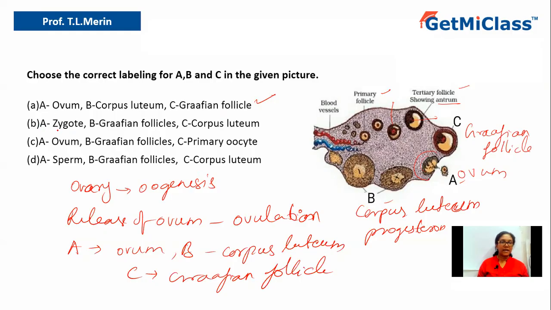Option B says A is zygote, which is totally wrong because the ovum has not undergone fertilization. Hence, here itself you can rule it out. Option C says A is ovum, which is correct, but B is Graafian follicle, which is wrong because B here is nothing but the corpus luteum. Hence, it is ruled out. Option D says A is sperm. This is totally wrong because sperm is not produced in the ovaries. They are produced in the seminiferous tubules of the testicles. Hence, option D is totally wrong.